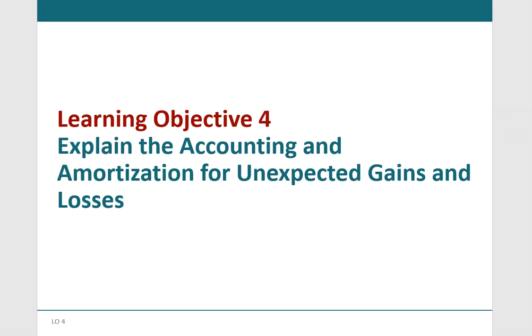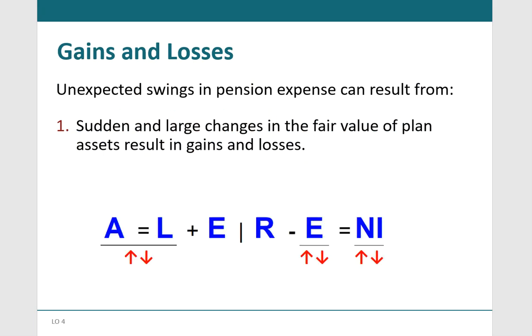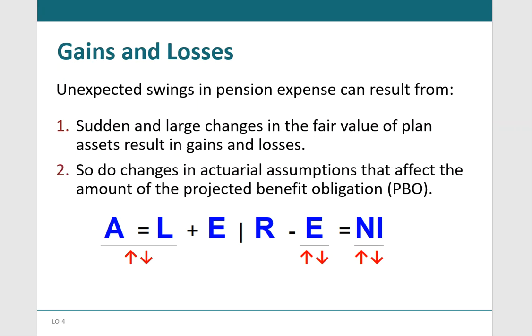In this video, we'll explain the accounting and amortization for unexpected gains and losses related to pension benefit obligations and pension plan assets. Unexpected swings in pension expense can result from sudden and large changes in the fair value of plan assets, which result in gains and losses that impact both pension expense and reported earnings. So do changes in the actuarial assumptions that affect the amount of the projected benefit obligation.